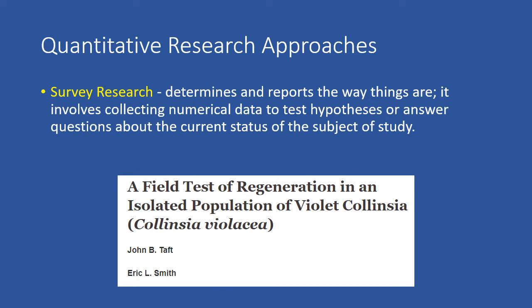There are several research approaches that any researcher may use to proceed with his or her investigation. These approaches are classified based on how each approach describes current conditions, investigates relations, and studies cause and effect phenomena. Survey research determines and reports the way things are. It involves collecting numerical data to test hypotheses, or answer questions about the current status of the subject of study. Below is an example of a scientific research using surveys as an approach.